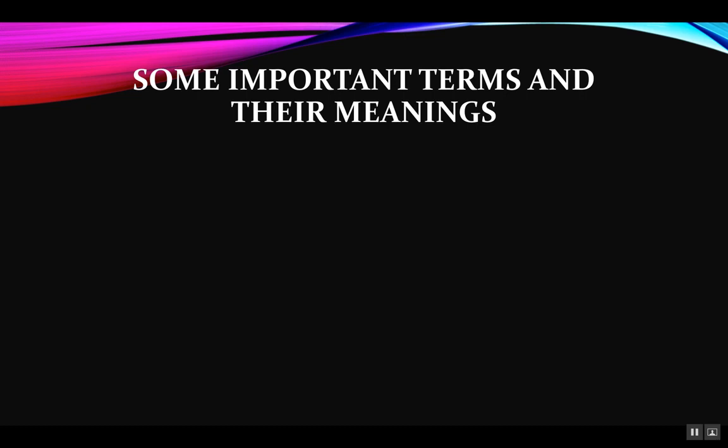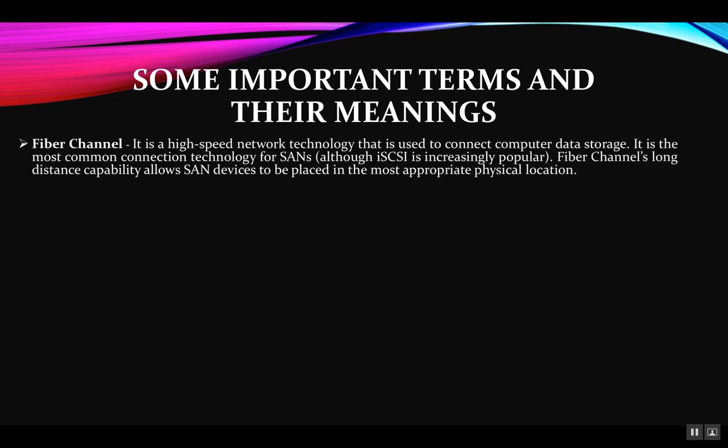But before we go on to that, there are some important terms that I'd like to talk about because I'm going to use them often and then it would become easier for you to understand these. The most important and most used is going to be fiber channel. Now, what is a fiber channel? A fiber channel is a high-speed network technology that is used to connect computer data storage. It is the most common connection technology for SANs. Fiber channel's long distance capabilities and faster speed make it quite appropriate to be used.